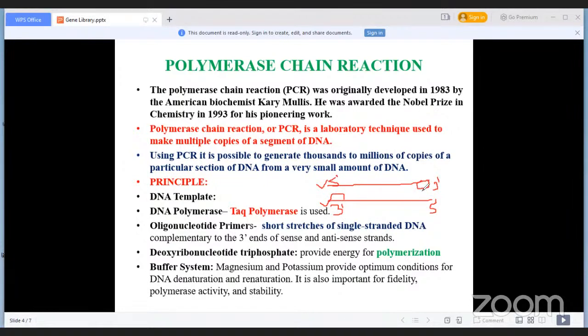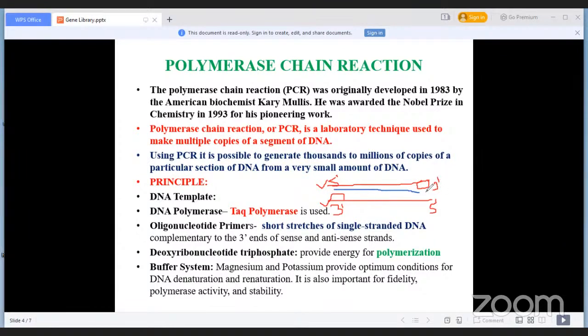Now the next one is the 5 end, opposite the 3 end. Is it okay? Newly synthesized strand DNA direction is always 5 end to 3 end. Synthesizing DNA direction: 5 prime to 3 prime. That's it, 5 prime to 3 prime.